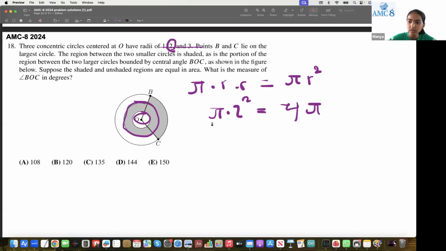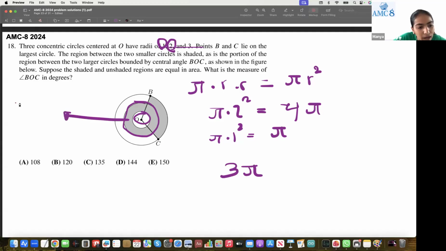So we would have to subtract this value minus the inner value. To find the value of the inner part, we would have to do pi times 1 squared. Since they told us the value of that is 1, pi times 1 squared is equal to pi. So we would be getting 4 pi. So 4 pi minus pi is equal to 3 pi. So the value of this shaded region right here, I'll just draw an arrow here, is equal to 3 pi. And the value of the center part is equal to pi.